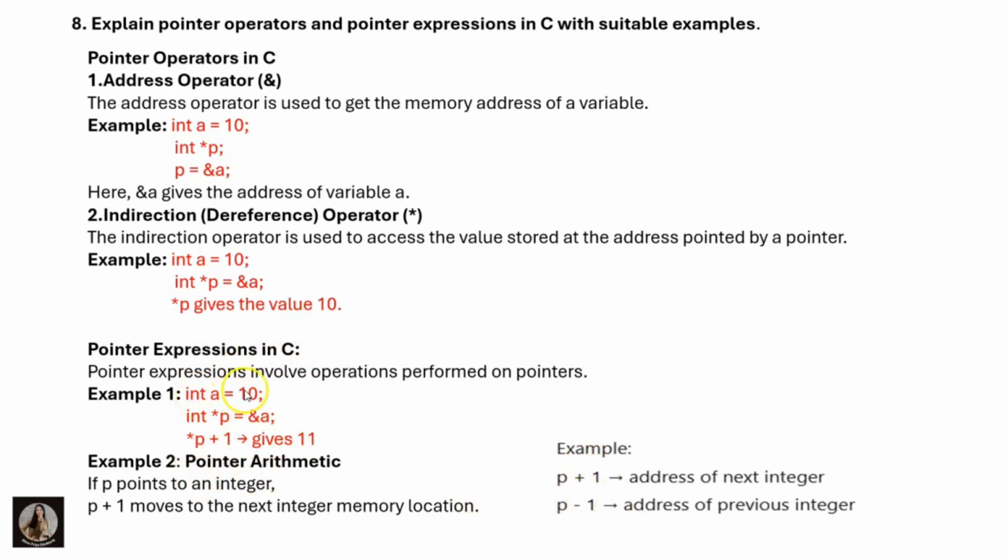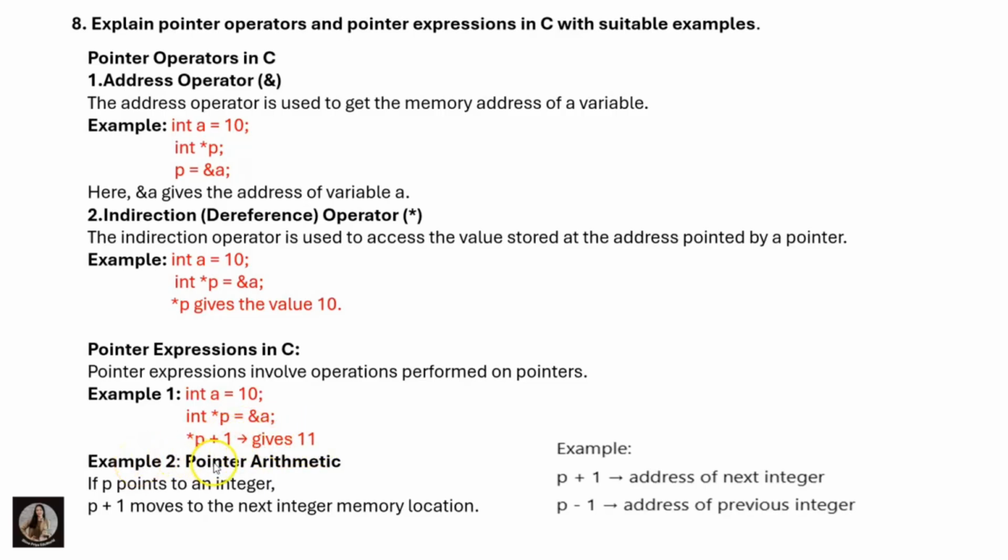Let us see, int a is equal to 10. Int asterisk p is equal to address of a. After that, asterisk p plus 1 gives the value 11, because asterisk p gives 10, plus 1 gives 11. Clear? Here asterisk p gives the value 10. I have taken plus 1. That's why it will give the value 11.